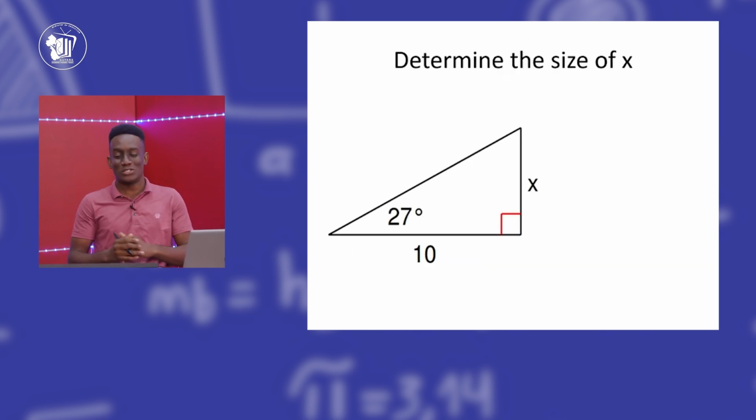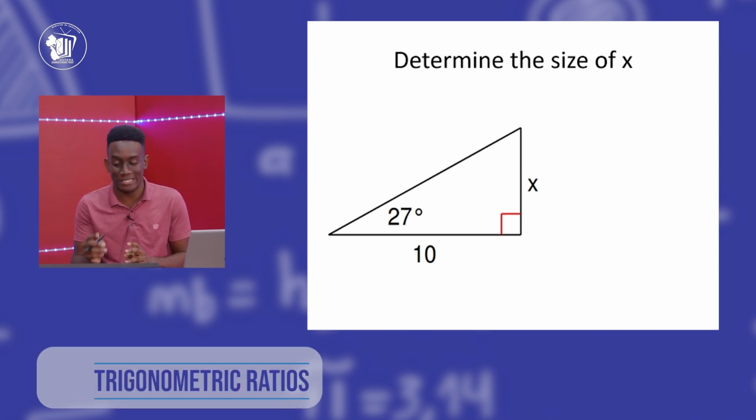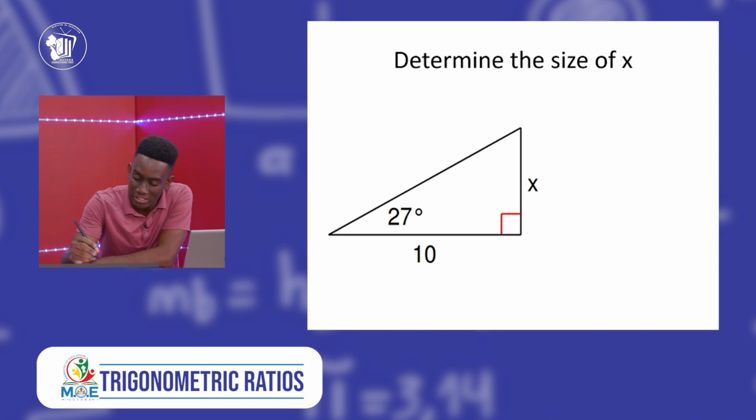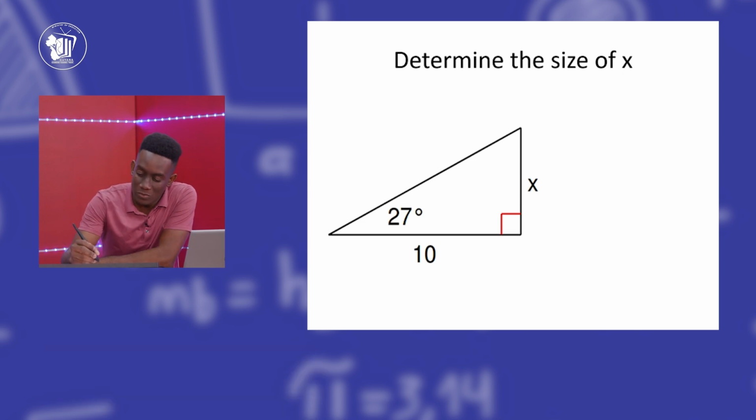With all that, let's do an example. This one says, determine the size of x. We see we are given two things: an angle and a side. We want to find the size of x. First things first, we identify what is given. Here's the angle, so the side opposite that, we can call the opposite.